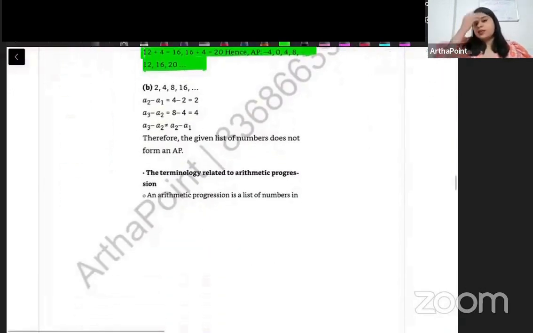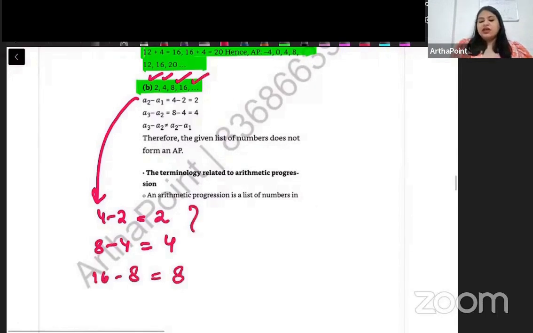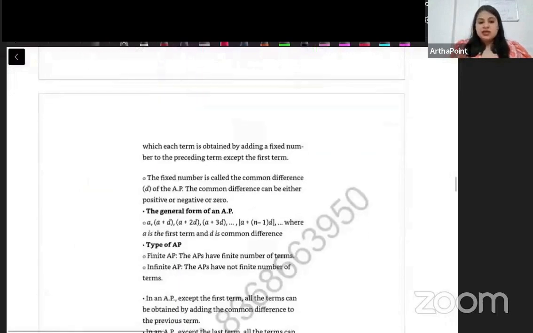Now let us go ahead and come to the next question. When we come to the next one, it says 2, 4, 8, 16 and so on. Of course, this is not an AP. The difference between 4 and 2 is 2. The difference between 8 and 4 is 4. The difference between 16 and 8 is 8. So the difference is not the same. So these terms do not form an AP, as we can clearly see.